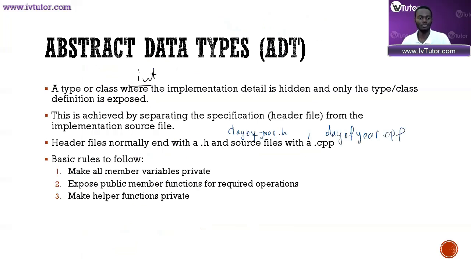And again, you must always remember to make your member variables private. You must expose public functions, and any other functions that you don't really want to expose can also be made private. Right? So the idea of ADTs is very simple to observe, because it's about separating your header and your source file, making your member variables private, and making any other functions private that need to be private.